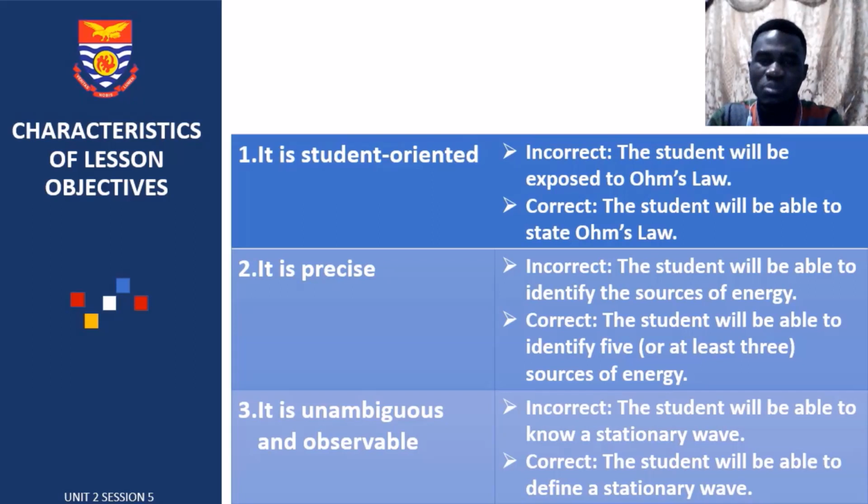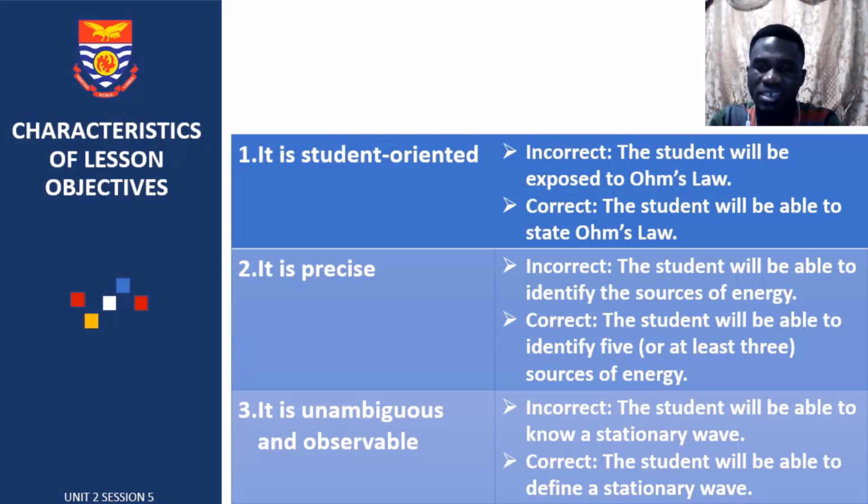Another characteristic of a lesson objective is that it should be precise. And when we say it should be precise, what we mean is that it must state exactly what the student should be able to do. And so an incorrect form of an objective which is not precise is that the student will be able to identify the sources of energy. How many sources should the student identify? And so to be precise, the correct form of this objective should be the student will be able to identify 5 or at least 3 sources of energy.